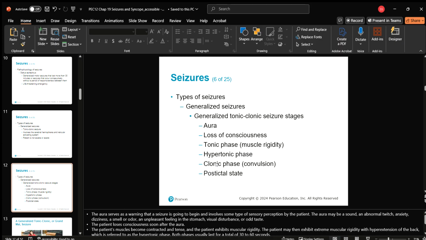Aura. What is an aura? Can anybody tell me? A warning, okay? It could be a smell. It could be a sight. It could just be a feeling, a sensory perception by the patient, okay?